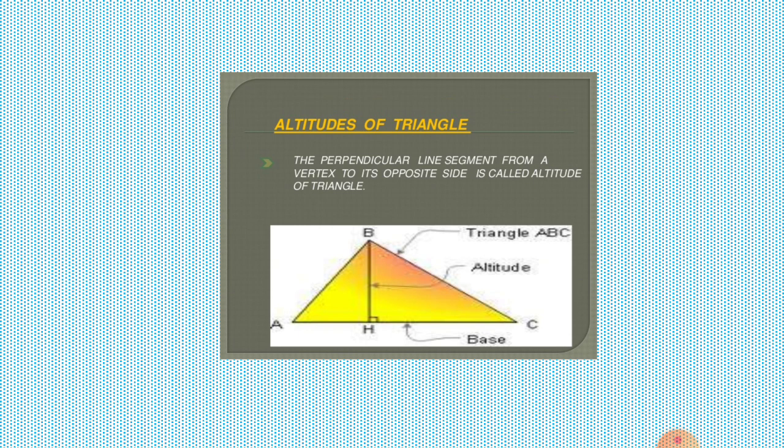The perpendicular line segment, so A to C, B to H. These are the perpendicular line segments from a vertex to its opposite side, and that is called the altitude of a triangle. In triangle ABC, H to C or C to H, the base. These are called the altitude of a triangle.